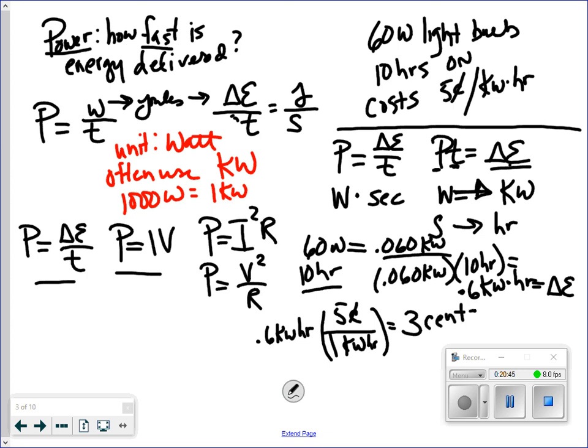It should cost me 3 pennies to run that light bulb for 10 hours. It's actually pretty cheap, right? See, usually it's not the energy costs, it's the taxes and stuff that get you, but you know, that's a lesson in civics. But now you get the idea here.